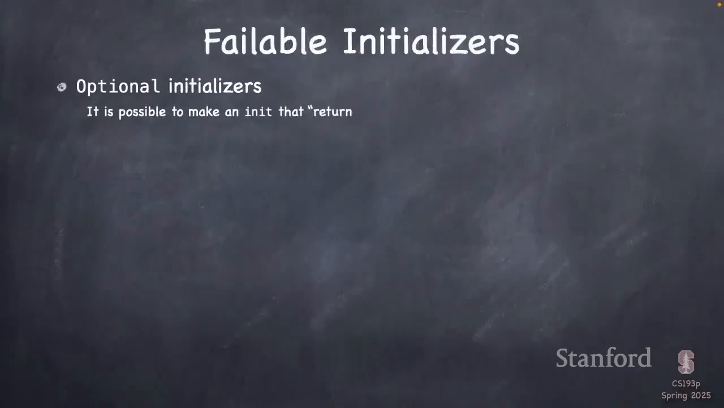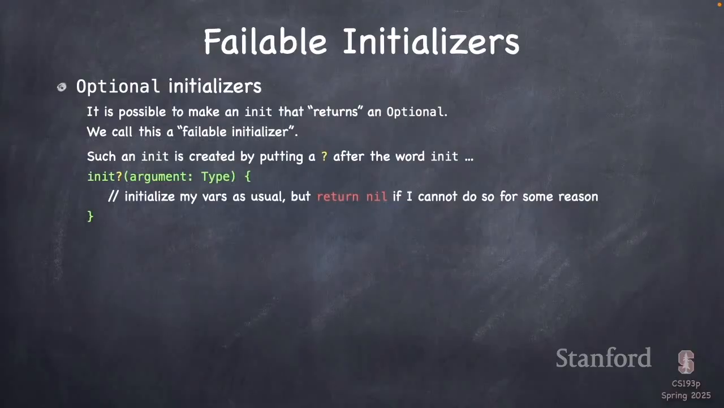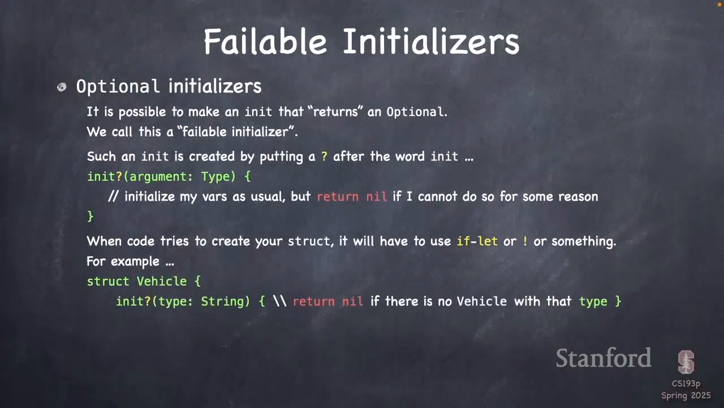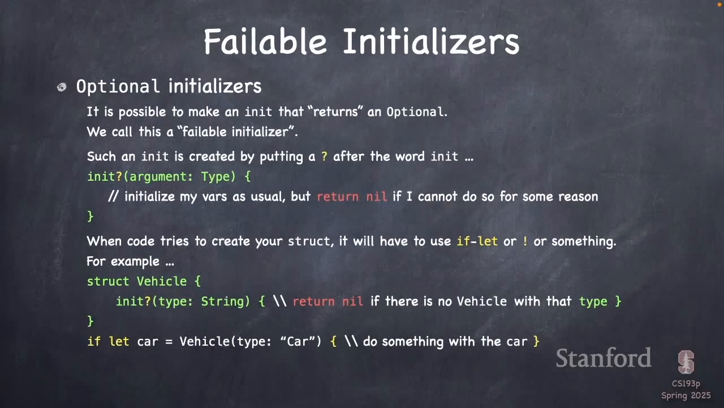All right, now that we know about optionals, let's talk about failable initializers. It's actually possible to create an init that fails. The way you do that is you say init?. In an init?, you do the normal things you do, initialize the variables, but if you realize at some point, oh no, I can't do it, then you can return nil. And in a failable initializer, the people who are accessing your thing need to be doing if let or something.